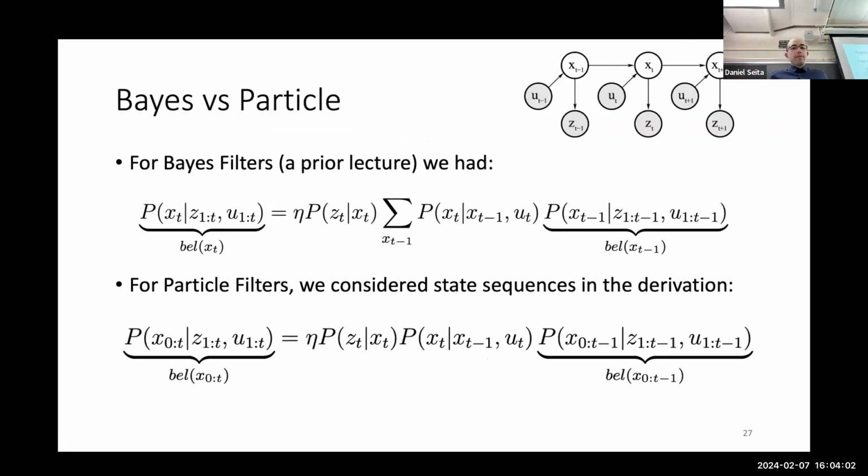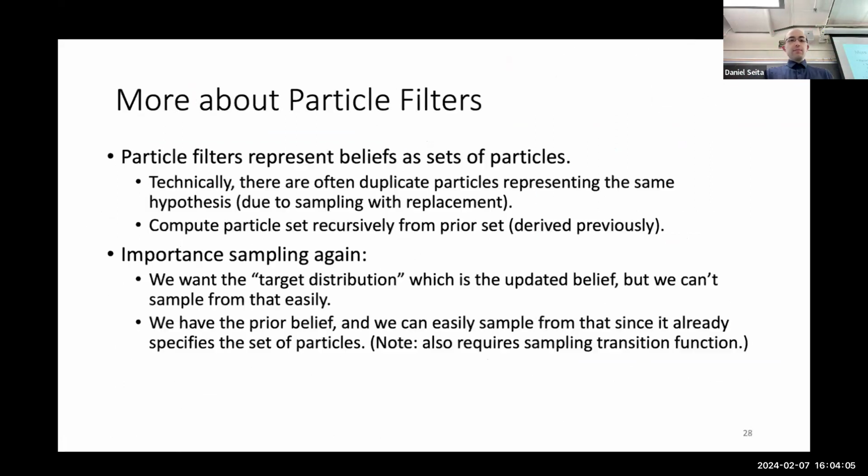So I think I want to briefly recap where we left off here, and then I went through some of the examples. So let's just recap what particle filters are again. Right? So particle filters represent beliefs as sets of particles, where each particle represents one belief. It's like one distinct hypothesis of what the true state might be.